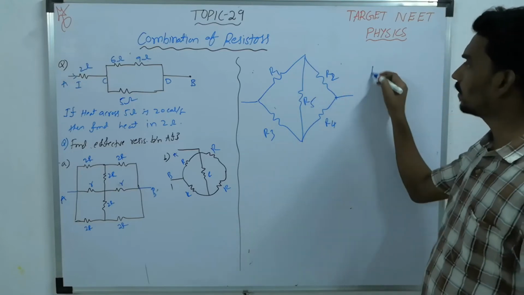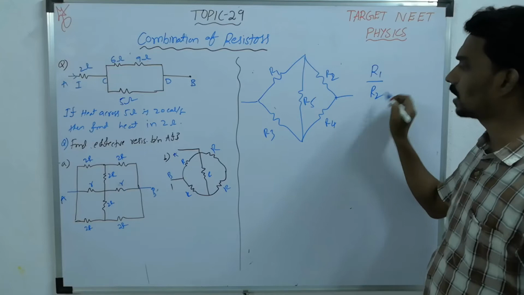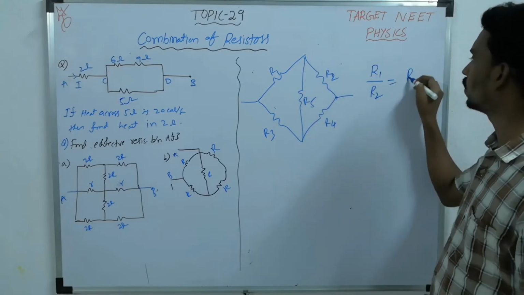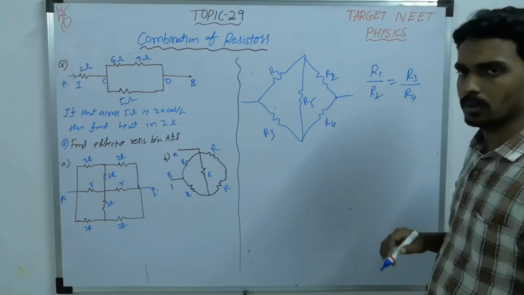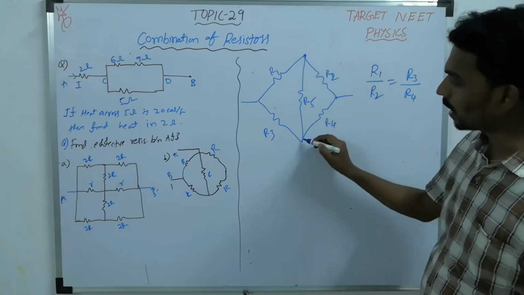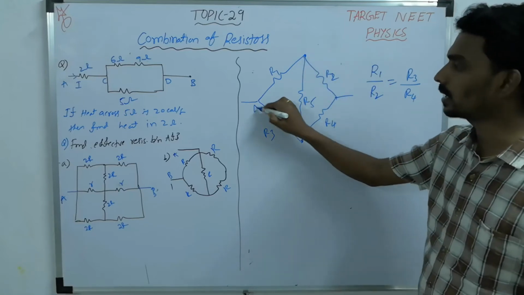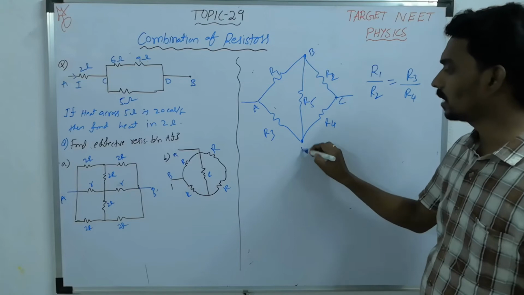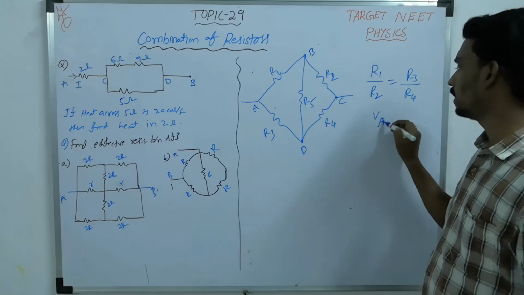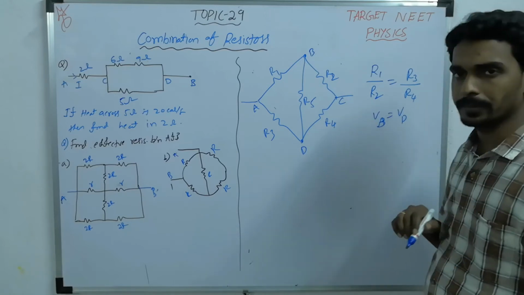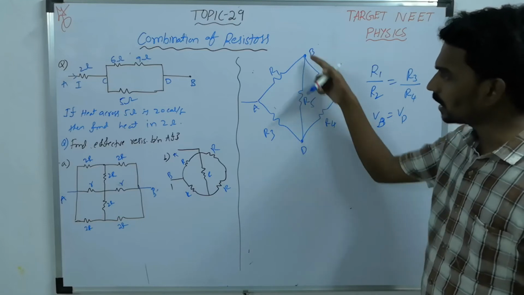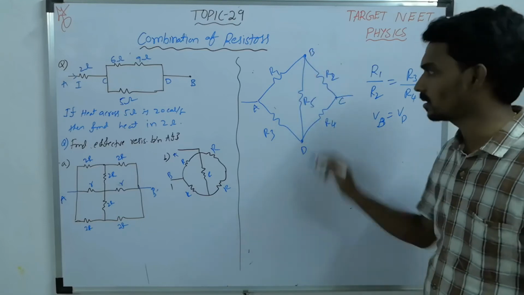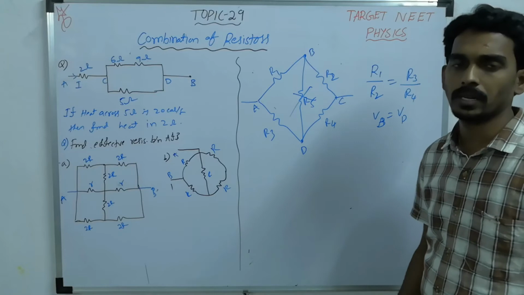And here they will give the Wheatstone bridge condition: if R1 by R2 equals R3 by R4, then the potential at this point equals the potential at this point. Let's take them as A, B, C, D. Then VB should be equal to VD. So no potential difference means no current passes. Then you can remove this element.